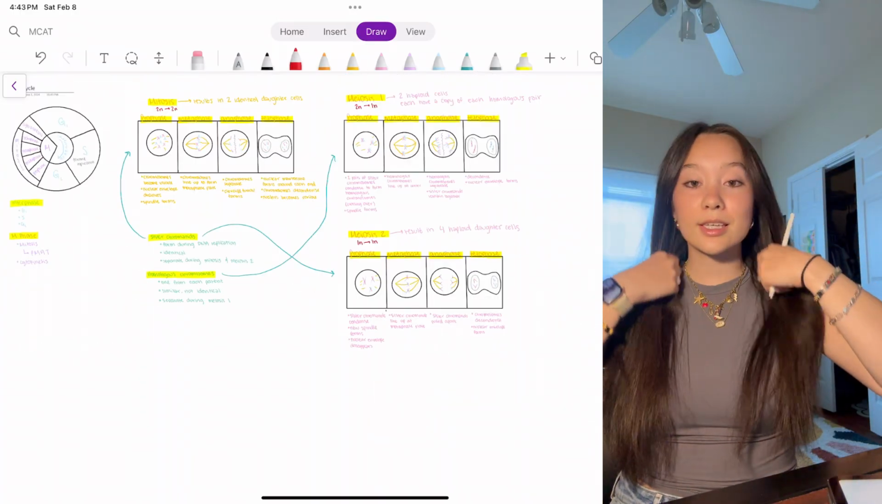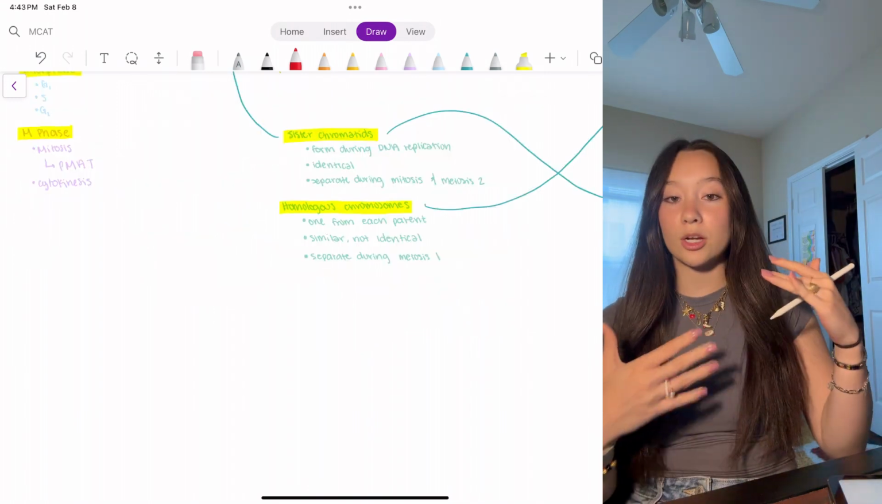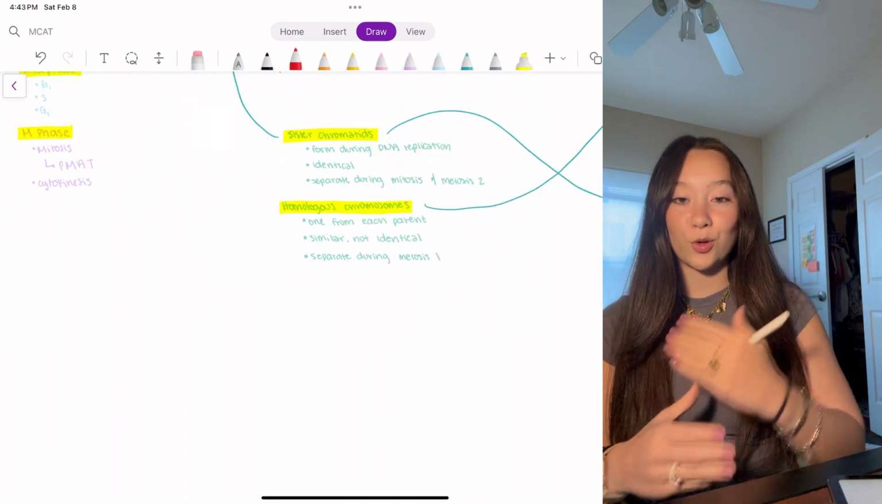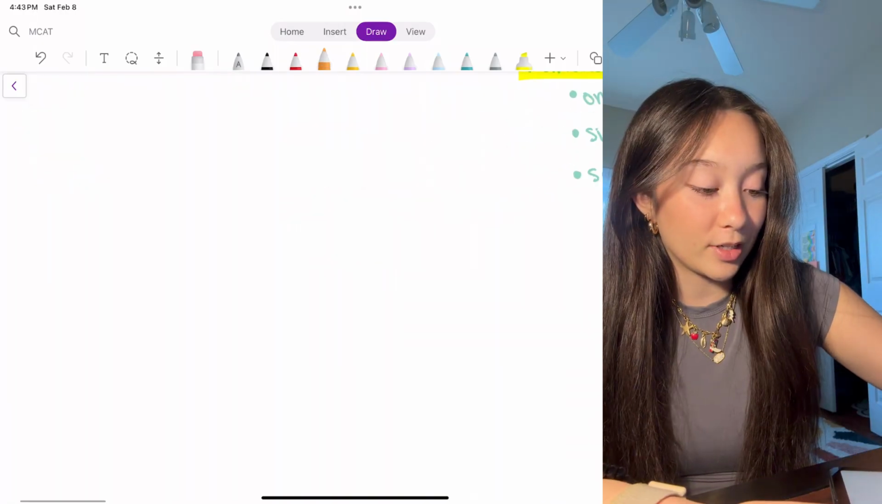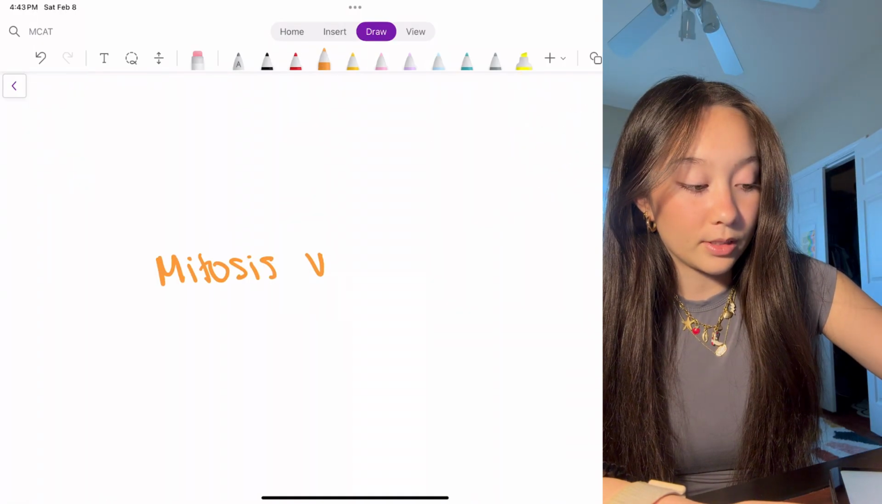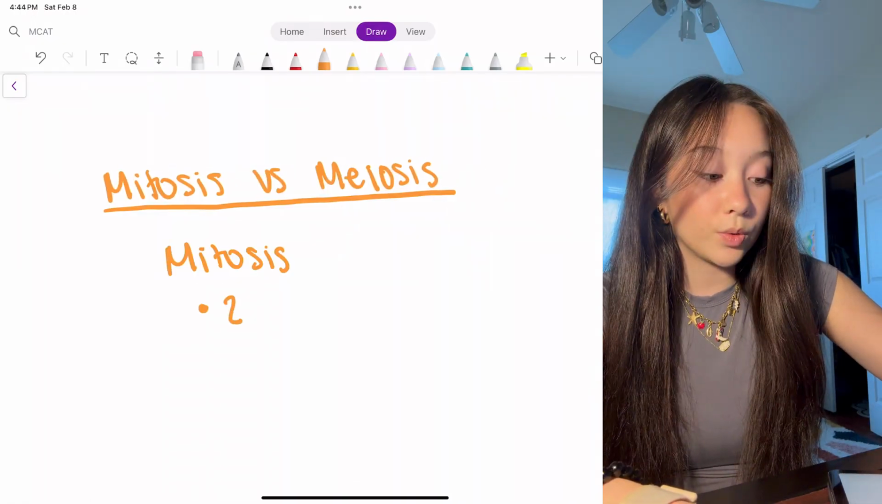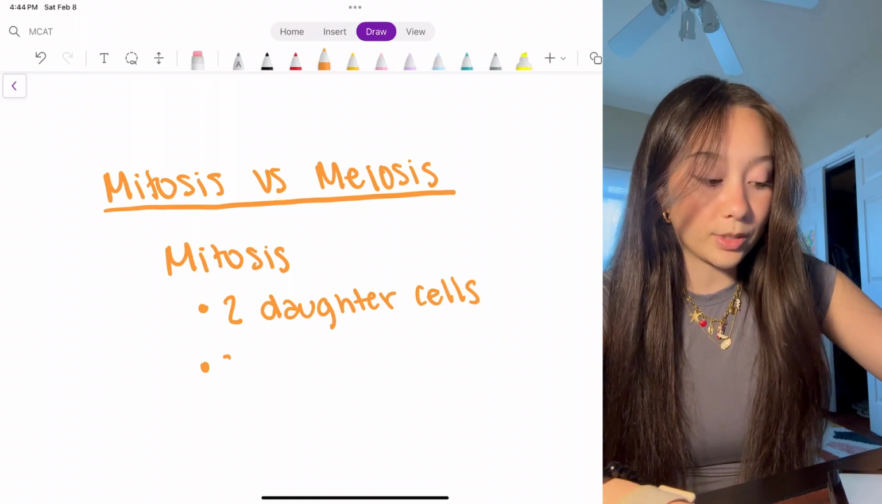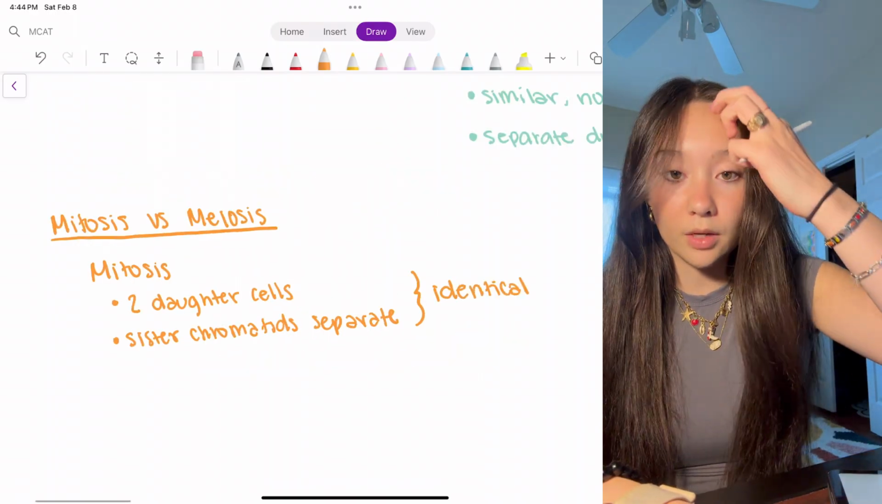So lastly, before we end this notes page, I just want to go ahead and write down in bullet points the critical differences between mitosis and meiosis. So let's write it down here. Mitosis versus meiosis. Start with mitosis. Products, 2 daughter cells. Sister chromatids separate. Remember, identical. No genetic variation here.